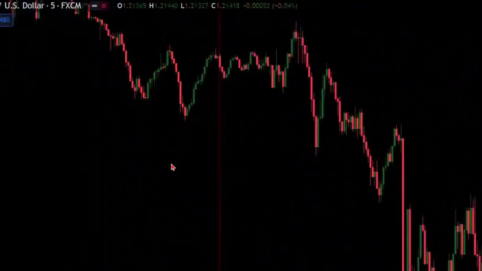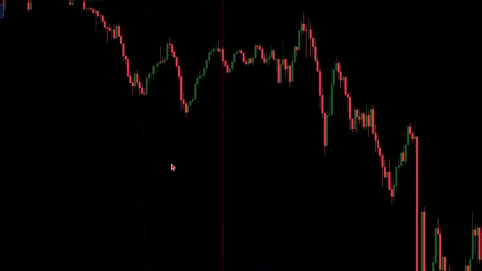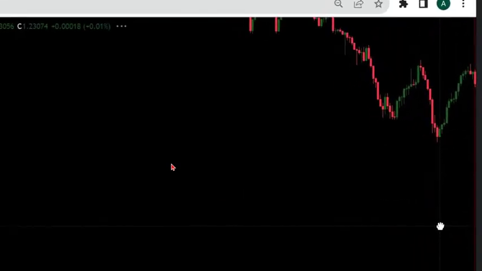Now drag the chart all the way over to the midnight section, to the midnight line. Drag it all the way, right there. Now keep going to the right until we see New York session, and then we're going to mark up the highest high and the lowest low.